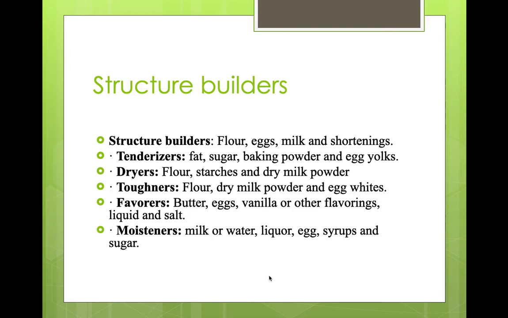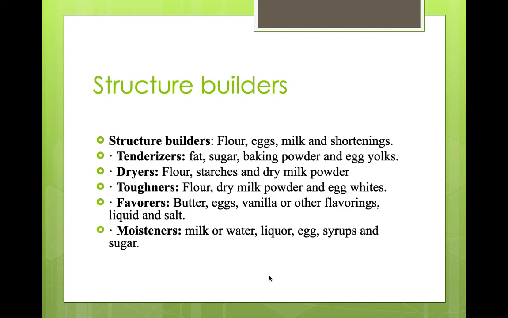There are various types of flour which can be used as dryers, like corn flour, arrowroot or refined flour. Even whole wheat flour can be used as a dryer. Then we have the tougheners: flour, dry milk powder and eggs are used as toughening agents. Then we have the flavoring agents, which include essences, fruit pulps, butter and eggs, and these give flavor to the cake.